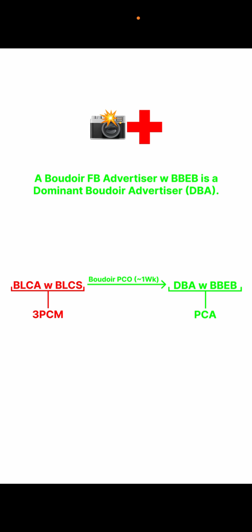A Boudoir Facebook advertiser with Boudoir brain entry boost is a dominant Boudoir advertiser, a DBA. So we've got our universe here: a BLCA with BLCS, caused by the 3 pre-click mistakes, super common. Treated with Boudoir Pico, which takes about a week, we achieve the pre-click alignment, and we then become dominant Boudoir advertisers with Boudoir brain entry boost.